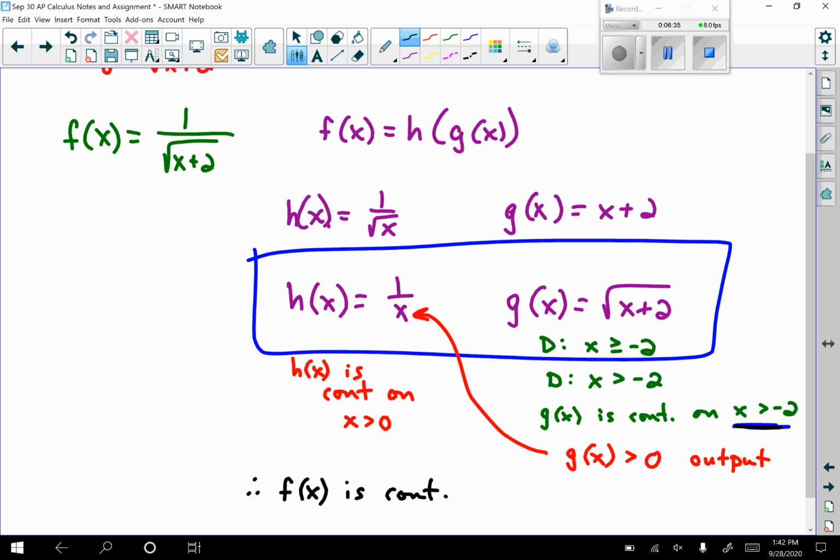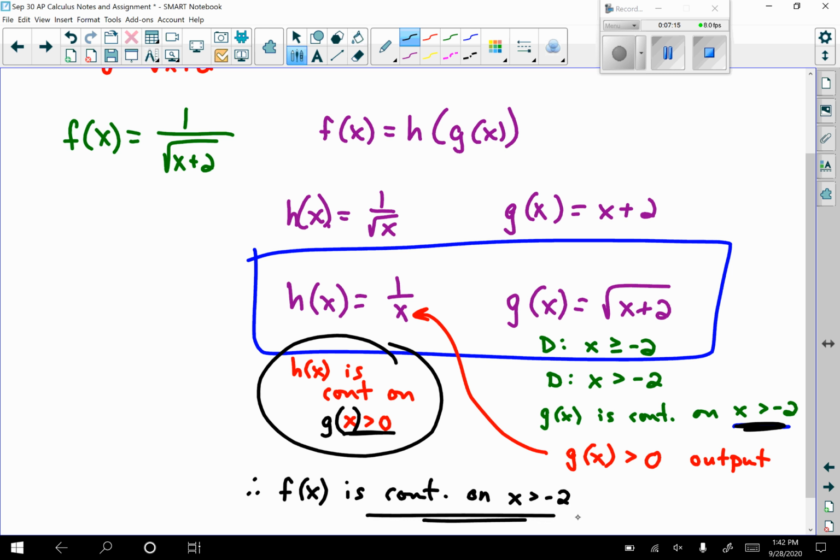is continuous. And again, the theorem was saying if g of x is continuous at a certain number, in this case x greater than -2, and then h of x is continuous for all g of x values at that point, and that's what this is saying, because this is all g of x values that we're looking at here. So I'll put it in that way as well. So g of x is continuous on x greater than -2, and h of x is continuous on all g of x values greater than 0. Therefore, f of x is continuous on x greater than -2. So that's what just using that theorem looks like here.